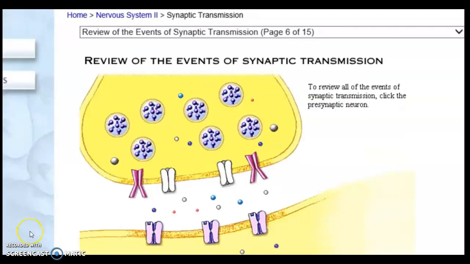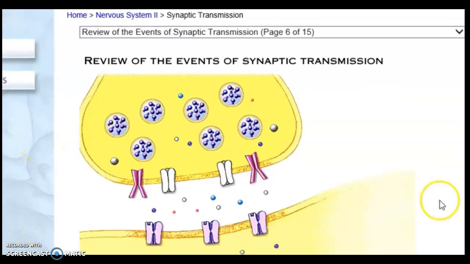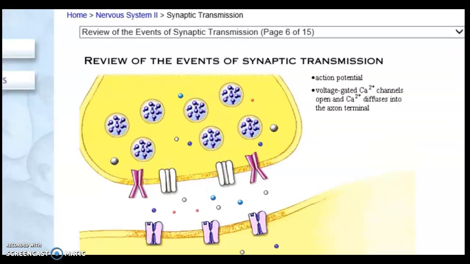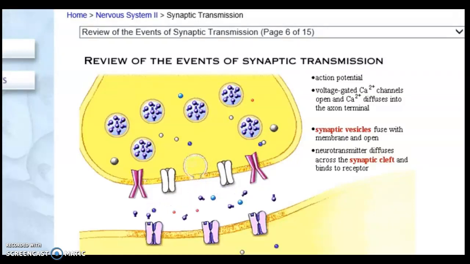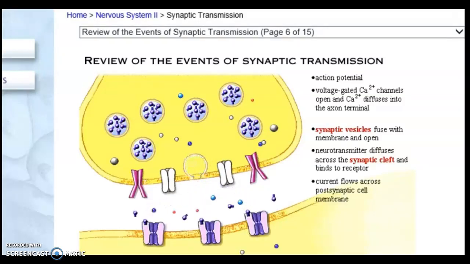So let's watch all those steps, and you need to be familiar with these steps. An action potential occurs in the presynaptic terminal. The voltage-gated calcium channels open and calcium diffuses into the axon terminal. The synaptic vesicles fuse with the presynaptic cell membrane and open. Neurotransmitter diffuses across the synaptic cleft and binds to the postsynaptic receptor. Current flows across the postsynaptic cell membrane.